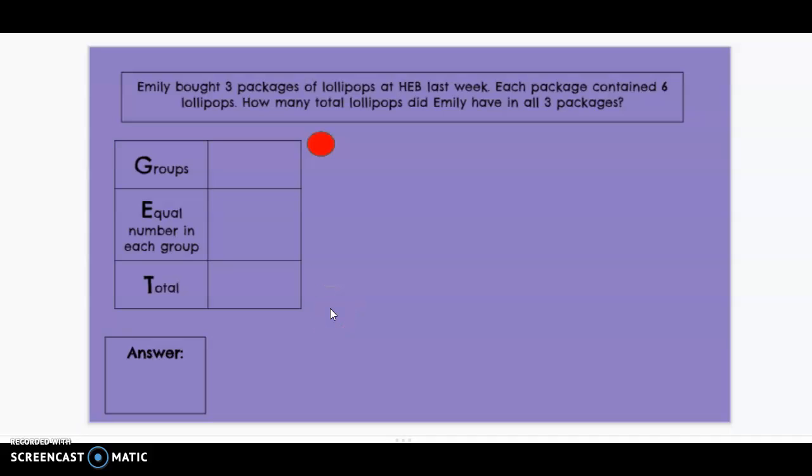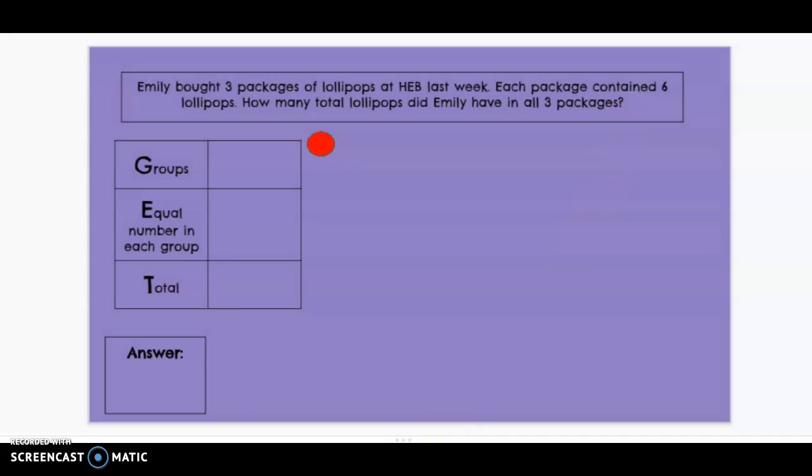Okay, let's look at this next problem. Emily bought 3 packages of lollipops at H-E-B last week. Each package contains 6 lollipops. How many total lollipops did Emily have in all 3 packages?